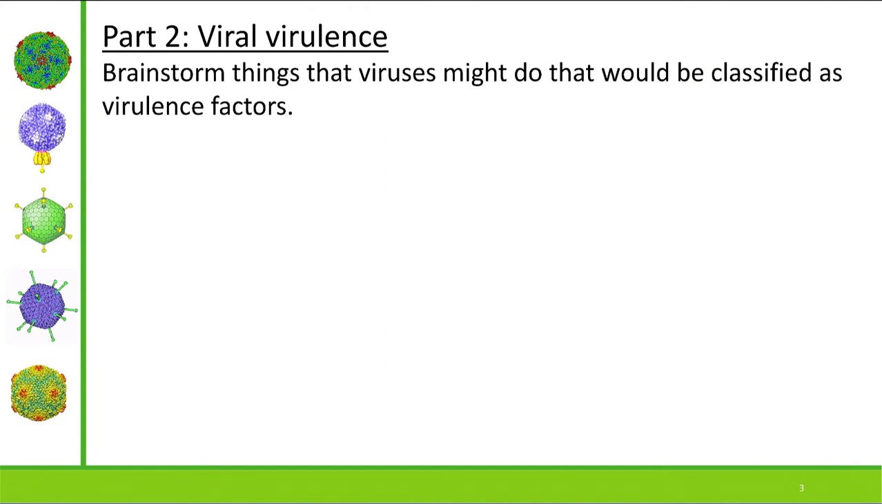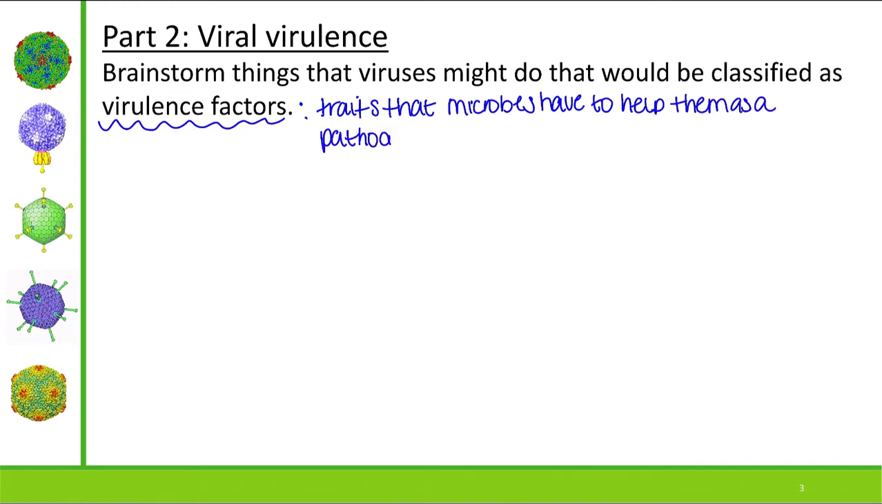So in day 1, we defined virulence as the degree or intensity of pathogenicity. So let's talk about what a virulence factor is before I send you off to do this brainstorm practice problem. A virulence factor is any trait that a microbe has, and these traits are going to help them as a pathogen. And so these virulence factors are going to affect virulence.